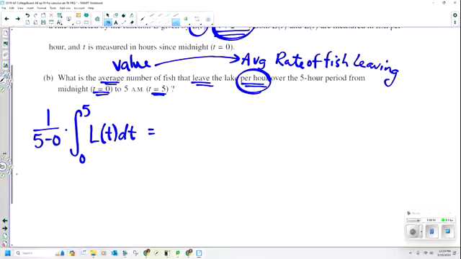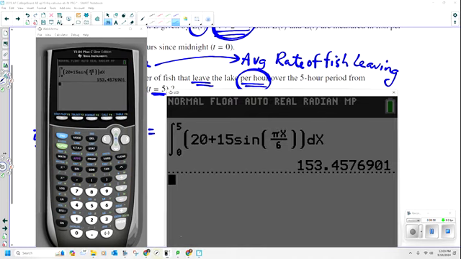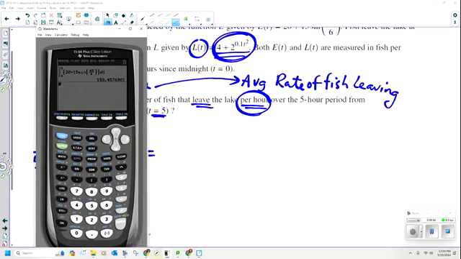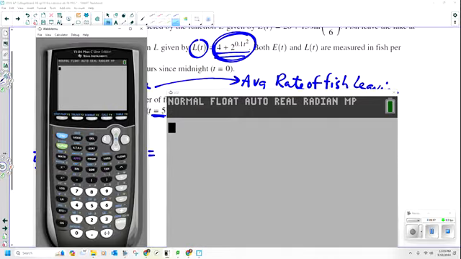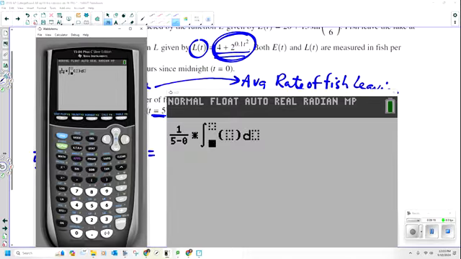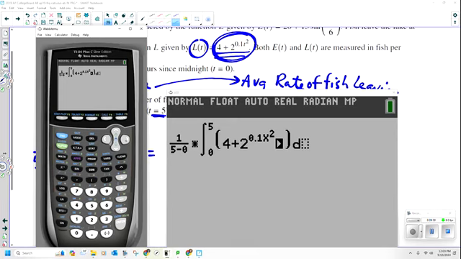But guess what? I really don't care because I get a calculator. And we're going to put this in the calculator, folks. Let's actually scroll this up so we can see my equation L of t as I'm typing it in. Clear this out. Now, I am going to say 1 over 5 minus 0 times math 9, not 8, 9, from 0 to 5 of L of t, which is 4 plus 2 raised to the 0.1 x squared, because we don't have a t in the calculator. I mean, we do, but we use x, dx.